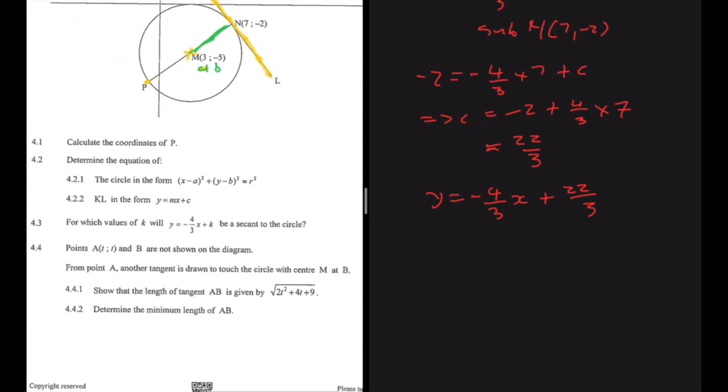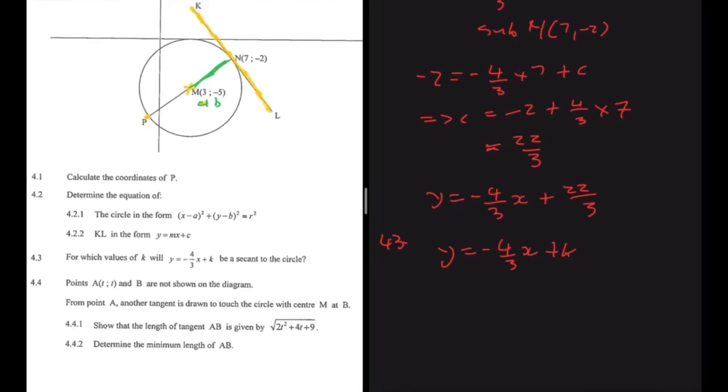And then the follow-up question, 4.3. It is saying that for which values of k will y is equal to minus 4 divided by 3x plus k be a secant to the circle. So a tangent touches the circle once, right? And a secant goes through the circle. So this line here would be a secant. It's going through the circle. This line here would be a secant too. As long as the line is going through the circle, then it's a secant, right?